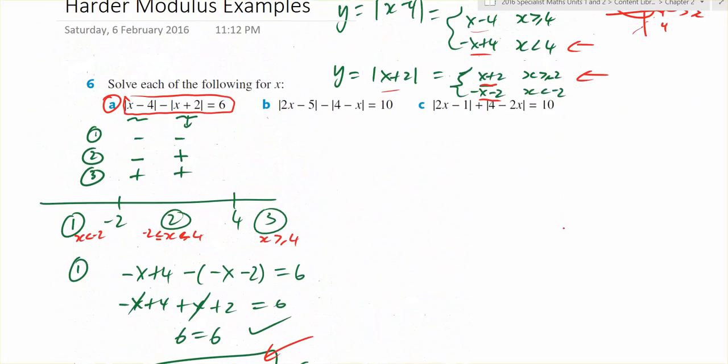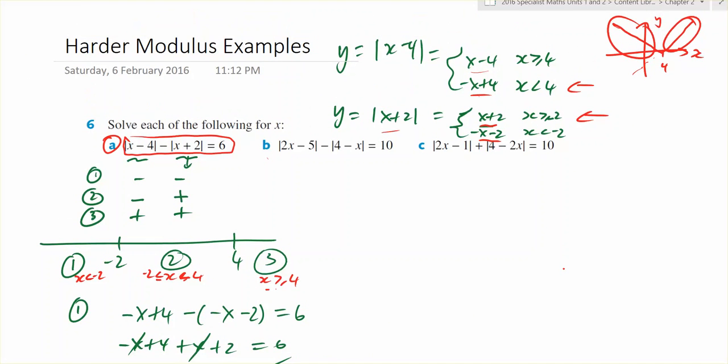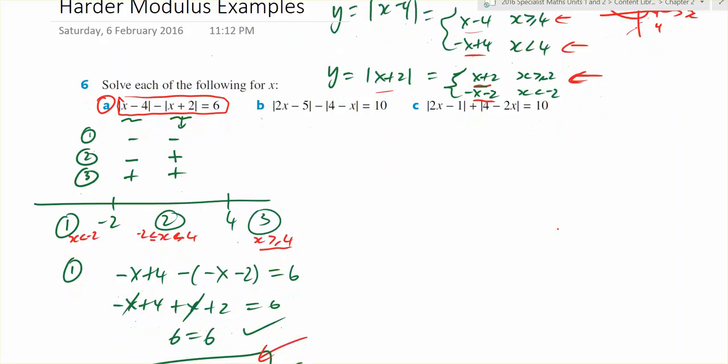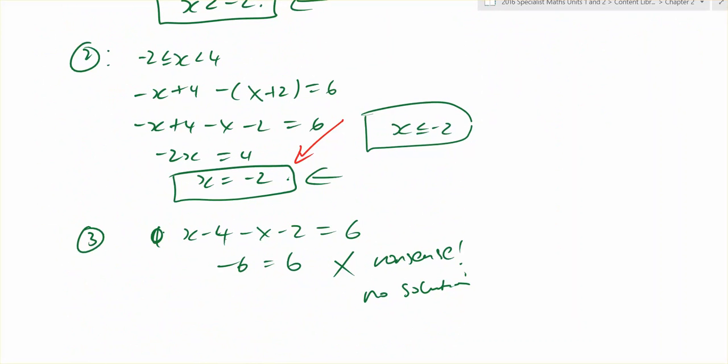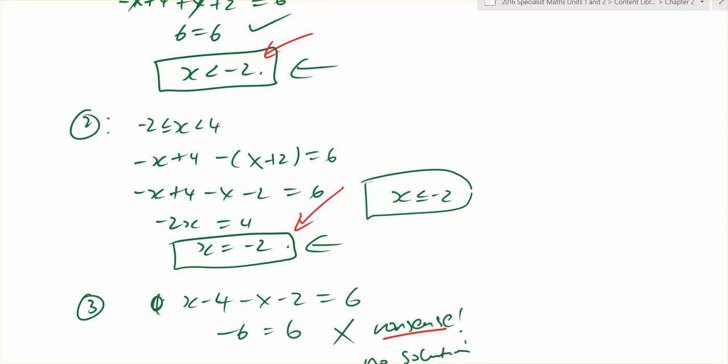For equation 3, we're looking at the domain x greater than or equal to 4. For x greater than or equal to 4, we choose this term and this term. So both are positive, and we can ignore the modulus signs and treat them as normal brackets, which is what I've done here. I solved it and got negative 6 equals 6, which is nonsense. So there's no solution for this equation. Our overall solution would be these two. If I combine these two, I get x is less than or equal to negative 2. And that's what you should get for your final answer.